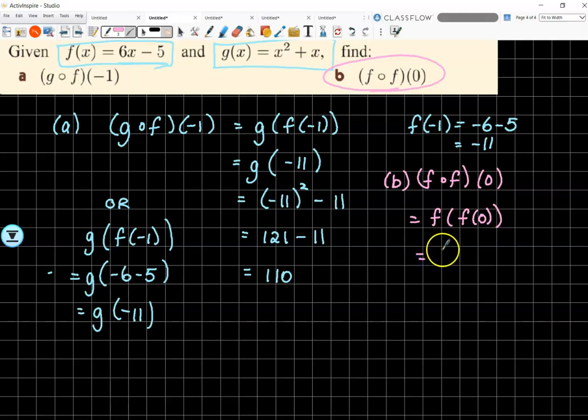So, first thing we're going to do is look inside the bracket. Can we figure out what f of 0 is? Yes, we can. It's saying go to our f function. Wherever x is, we're going to replace it with 0. I'm hoping we don't have to do this to the side. Because what's f of 0? Minus 5. So this now becomes, still got that f there, f of minus 5.